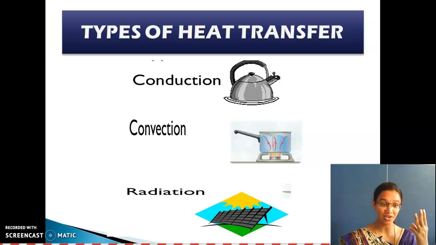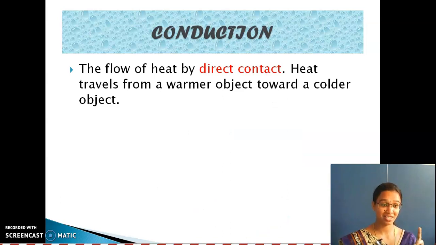Whether you are taking notes, yes or no? So note it down carefully. Okay. So what is the first one? Conduction. The flow of heat by direct contact is called conduction.